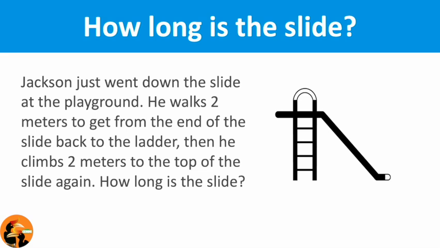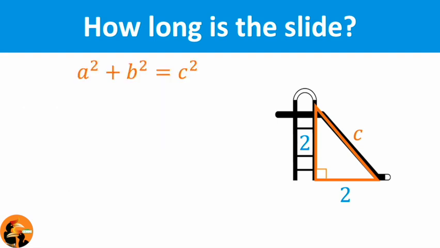To find the length of the slide, we want to represent this problem with the right triangle. The ladder goes straight up, so that's 2 meters. The distance from the bottom of the slide to the bottom of the ladder is also 2 meters. And we need to find the length of the slide, or hypotenuse. So we can use the Pythagorean theorem. A squared plus B squared equals C squared.